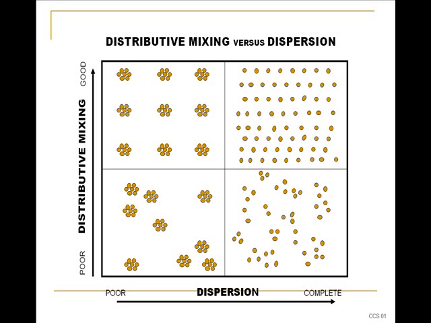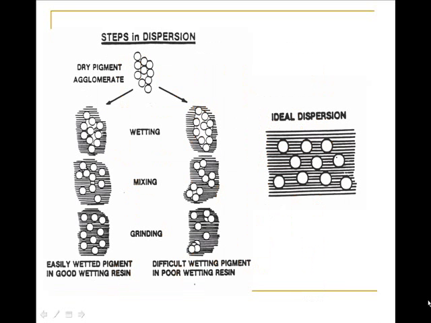Another picture shows steps in the dispersion process, and we have here on the left-hand side two different types of pigment: an easily wetted pigment on the left, which is in a good wetting resin, and then on the right side a difficult wetting pigment in a poor wetting resin. So kind of the best possible situation and the worst possible situation.